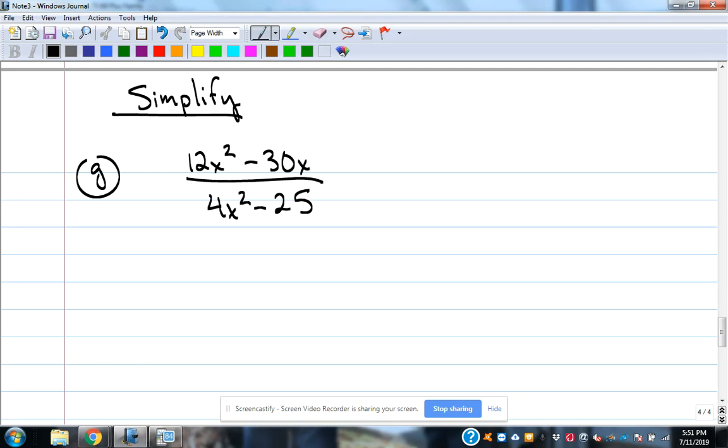So again, we're going to simplify this. We're not worried about the domain, so we'll just start factoring at the top, okay? So if I'm going to factor that numerator, it's in descending order. Is there a GCF? 12x squared and 30x. 12 and 30, what goes into those? I think there's something that goes into both of those.